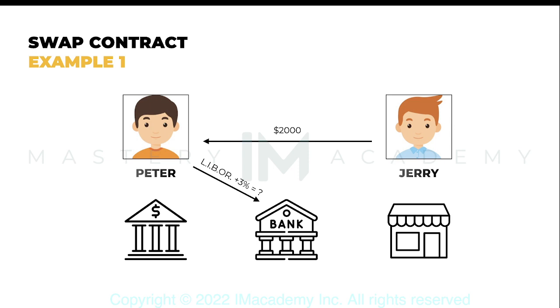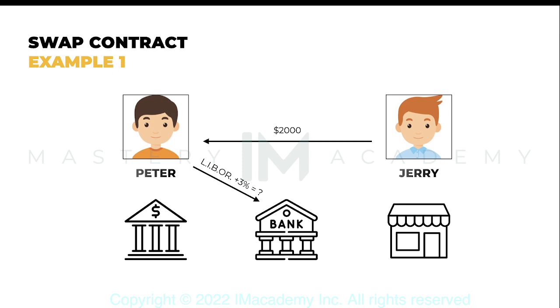Okay, he's getting $2,000 and he's paying, for example, $1,900. Or another month he's going to pay $1,850. Or another month $1,950. So the difference between what he gets from Jerry and what he pays to the bank, he is putting in his pocket.